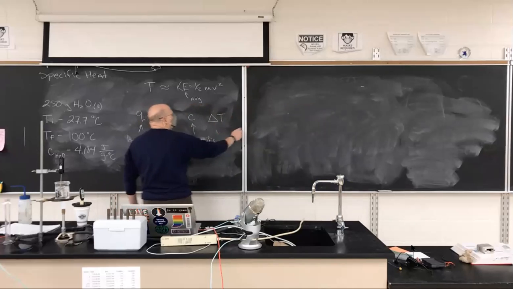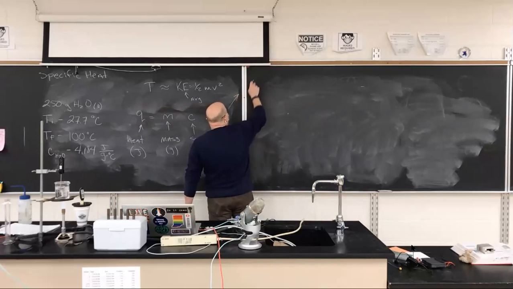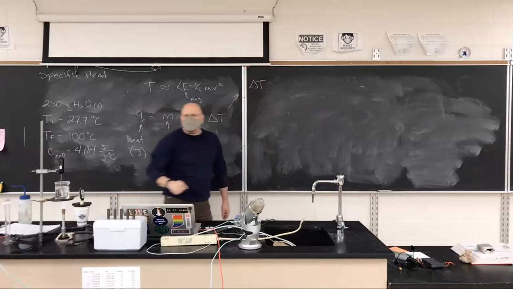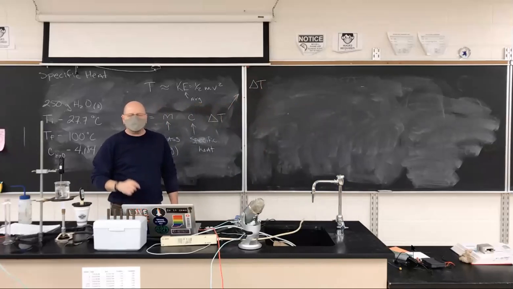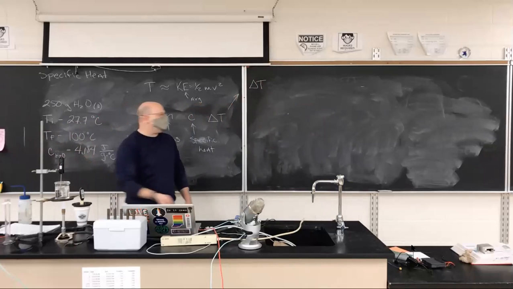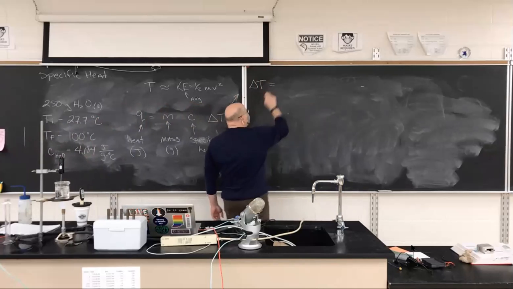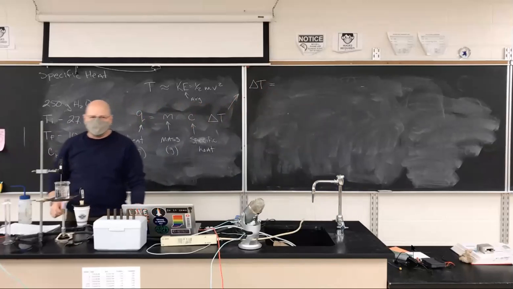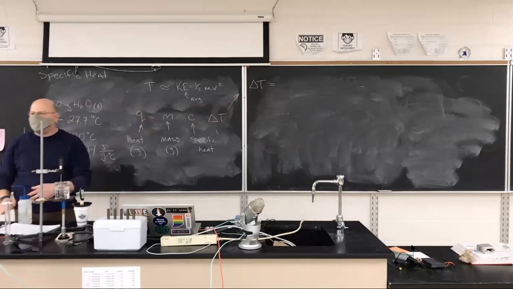Delta T. Delta means change in. Anytime you see a triangle in front of something in science, it means it's a change in that thing. So delta T, change in temperature. Our change in temperature is itself an equation. So we've got an equation within an equation.